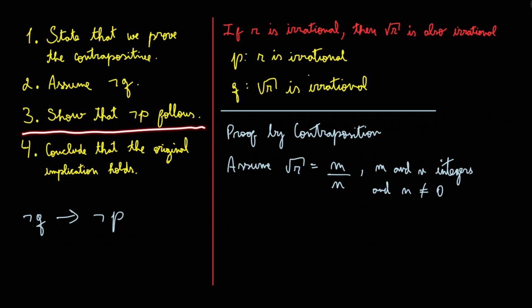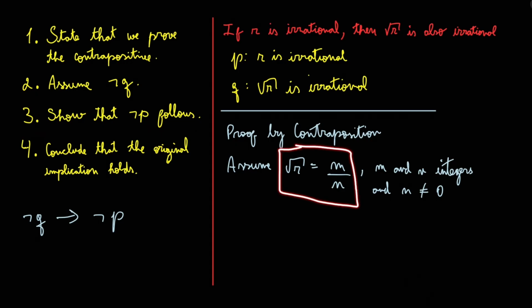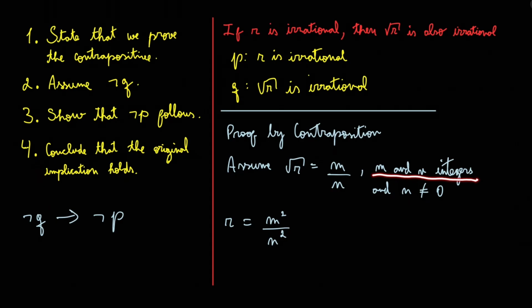Now, third step, show that not P follows. Let's square both sides of this equation. Then we get R equals m squared over n squared. Well, if m and n are integers, both m squared and n squared must also be integers, because if you square any integer, you get another integer. So we can conclude that R is rational.